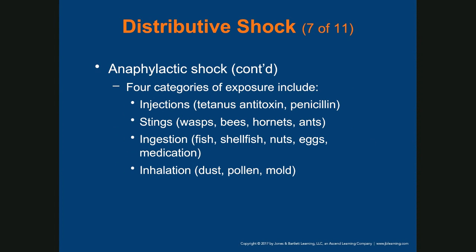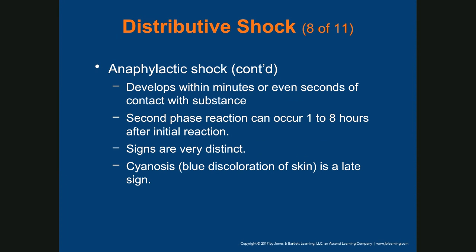Four categories of exposure include injection: tetanus, antitoxin, penicillin; stings: wasps, bees, hornets, ants; ingestion: fish, shellfish, nuts, eggs, medication; and inhalation: dust, pollen, mold. It develops within minutes or even seconds of contact with the substance. A second phase reaction can occur 1 to 8 hours after the initial reaction.